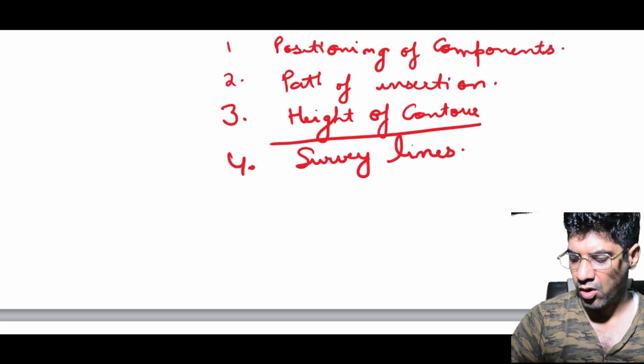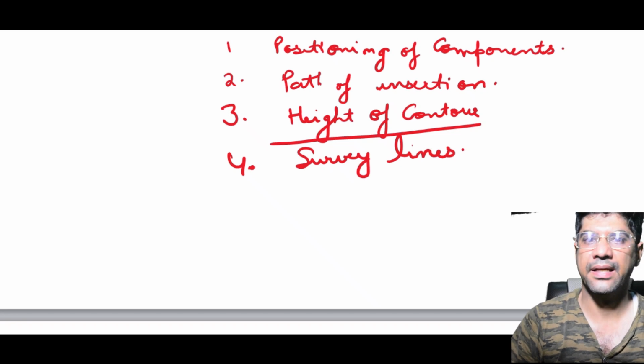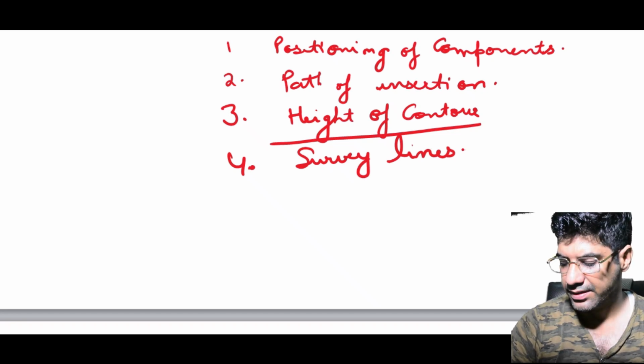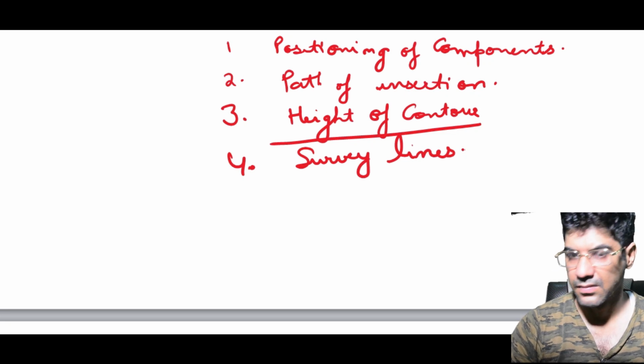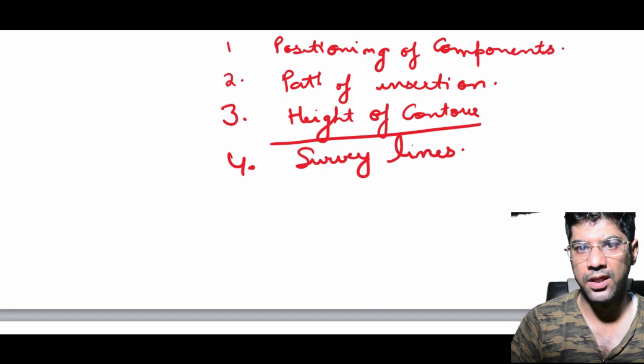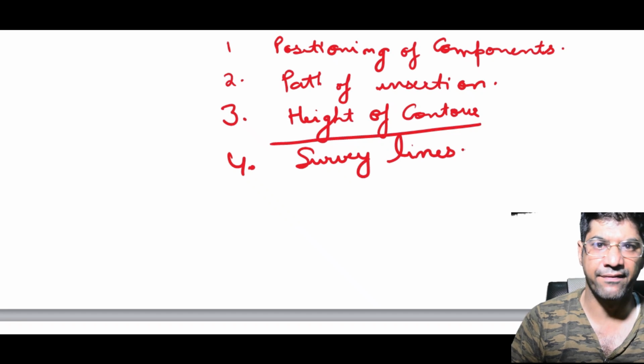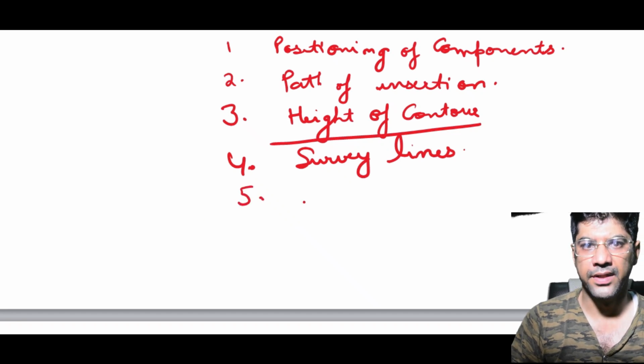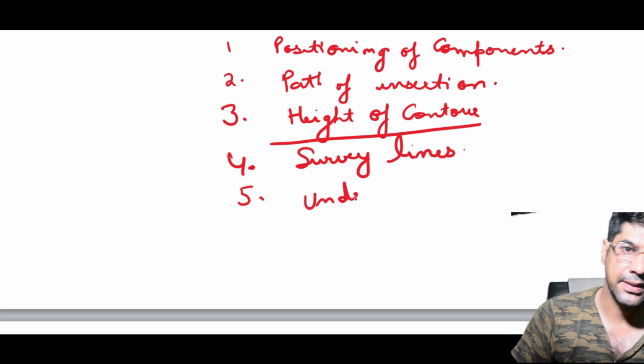The fourth objective is survey lines. Remember, mark the survey lines, which are the height of contour on the tooth. So survey lines help in designing the denture to fit well with the natural contour of the abutment teeth.